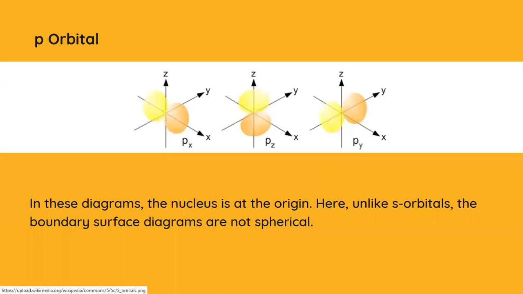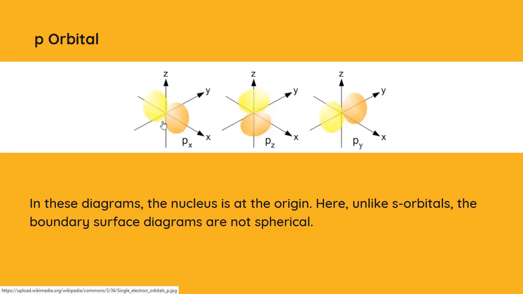Next is p orbital. P orbital, unlike s orbital, is not spherical. If you notice, they're not spheres, okay? But they have two sections which are called lobes. So here, these areas pass through the nucleus, and the probability of finding the electron here is 0%. So this intersection point is going to be 0%.